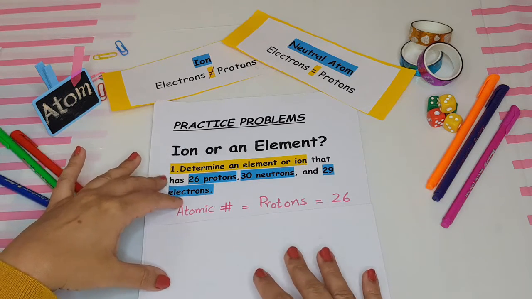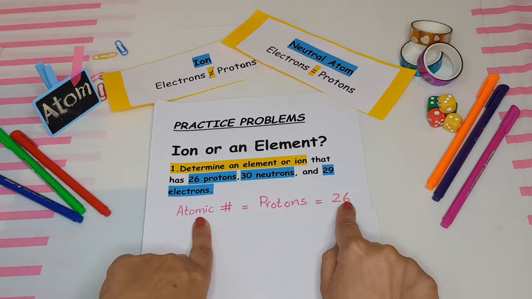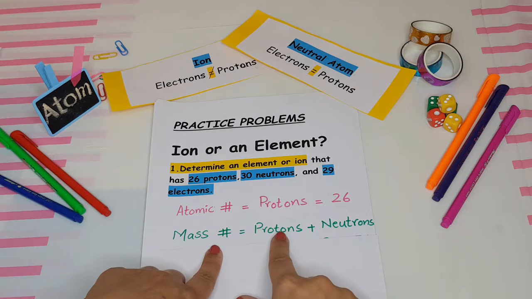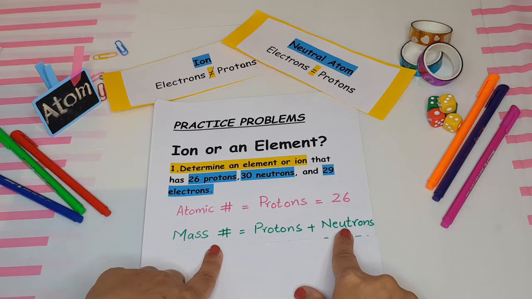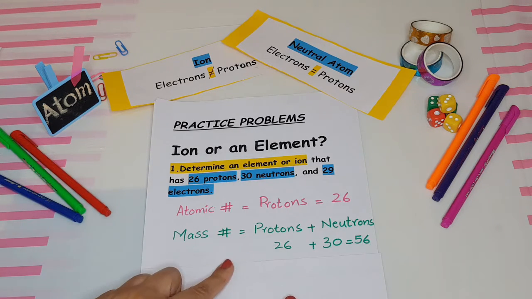Now, starting from the atomic number, we know the atomic number is the number of protons, which is 26. Mass number is the number of protons plus the number of neutrons, and in this case we are given the number of neutrons as well. Adding both of them, we get the mass number, which is 56.